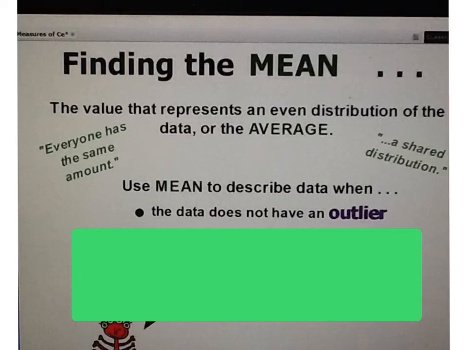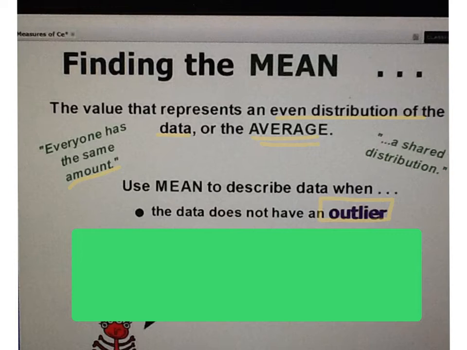So let's talk about finding the mean. The mean is the value that represents an even distribution of data, or it's the average. Okay? In the mean, we want to spread out all the data so that everyone has the same amount. And when we use the mean to describe data, it means that we don't want to include data that have outliers. So the mean is good for using to find the center when there are no outliers.